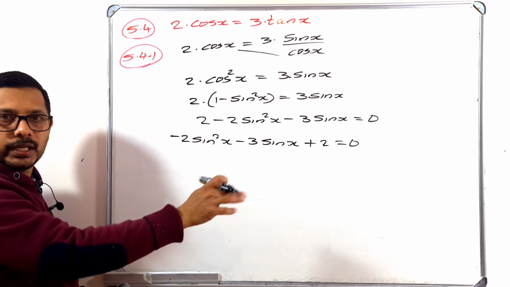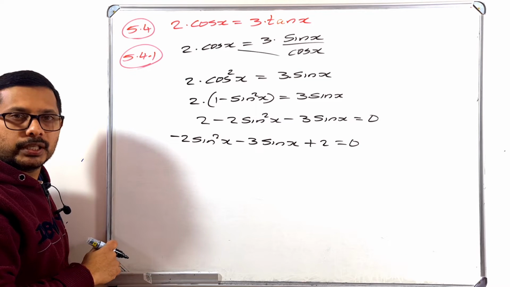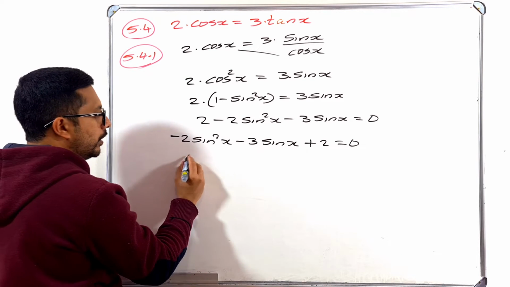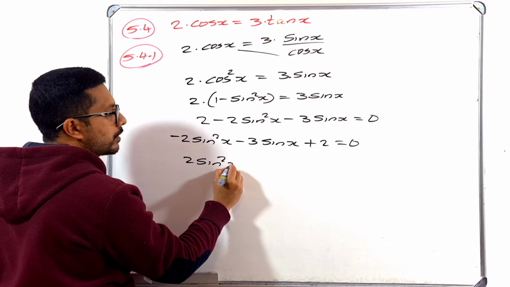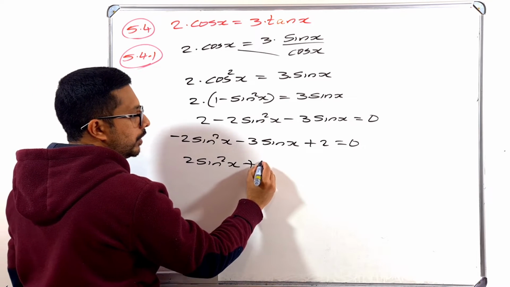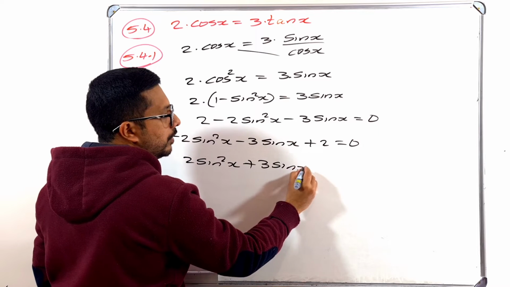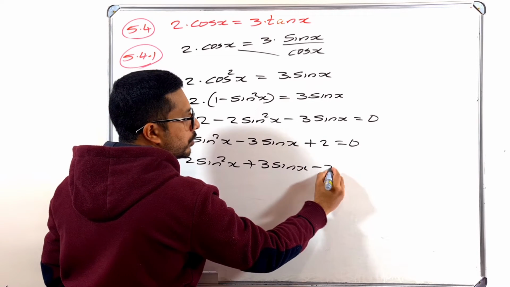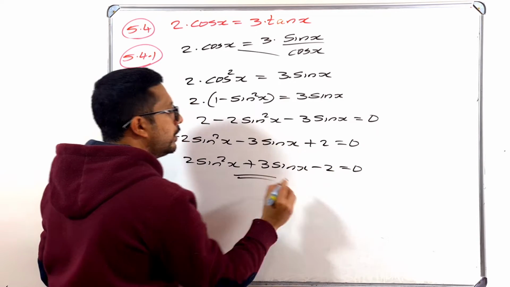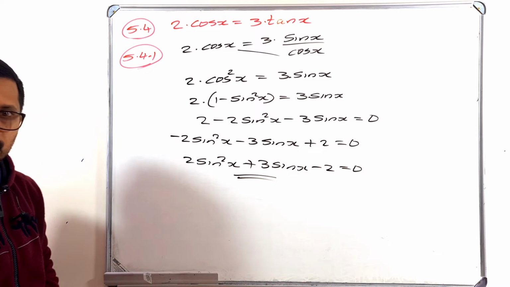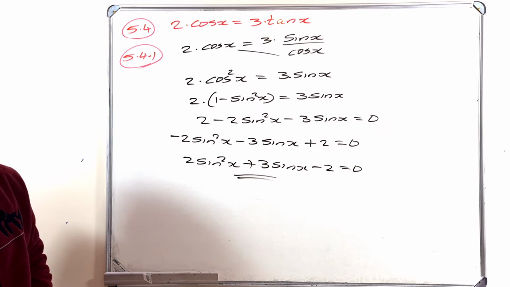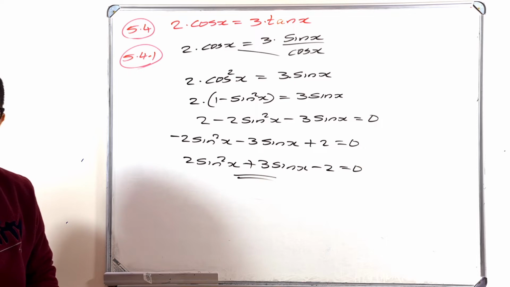Multiply throughout with a negative, or divide throughout with a negative, whatever may be. Okay, minus into minus is 2 sine square x, minus into minus is plus 3 sine x, minus into plus is minus 2 is equal to 0, and that is what we want to prove. Okay, so that is 5.4.1. Now let's go to 5.4.2.